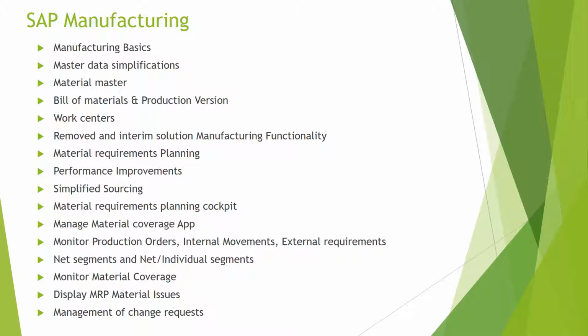Functionalities that have not been removed but are considered interim solutions include logistics information systems (LIS), sales and operations planning (SOP), which is replaced with IBP, and forecast-based planning (MRP type VB), which is replaced by the MRP type planning. Okay, and material requirements planning.